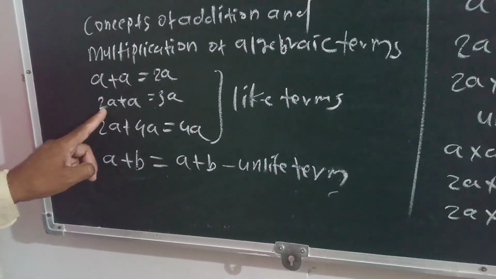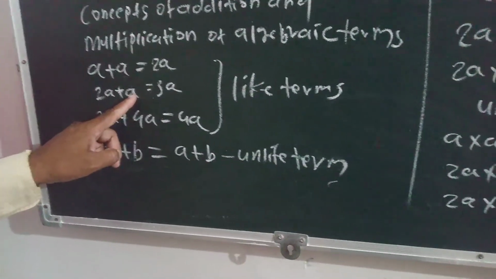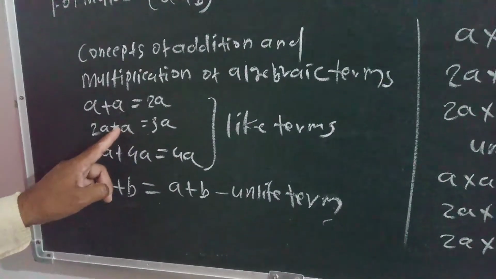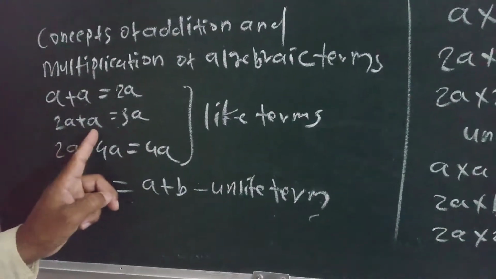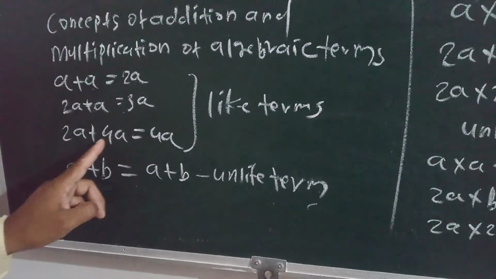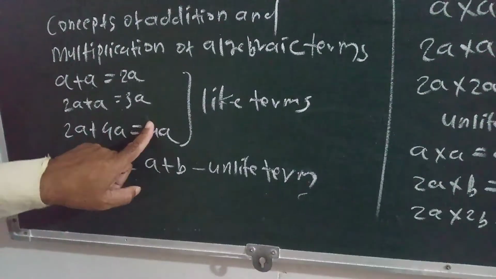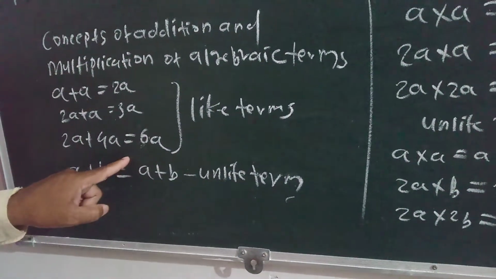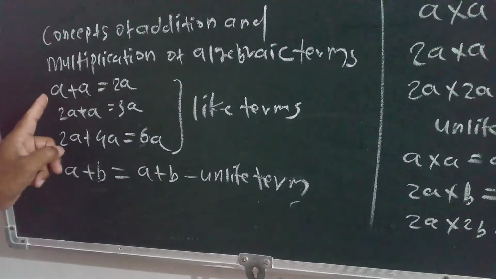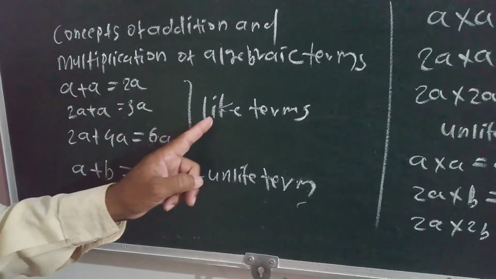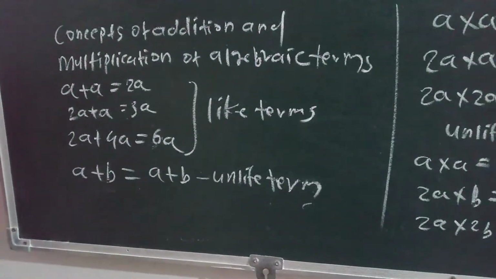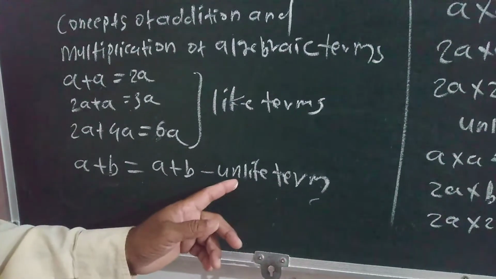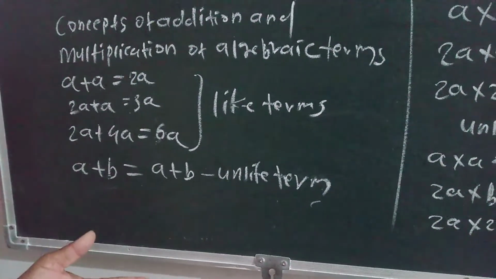Next example, 2a plus 1a. You can't see the 1 because it is understood. 2a plus a equal to 3a, 2a plus 4a equal to 6a. When there are the same terms we can add, these terms are called like terms. We can add like terms, but we cannot add unlike terms.